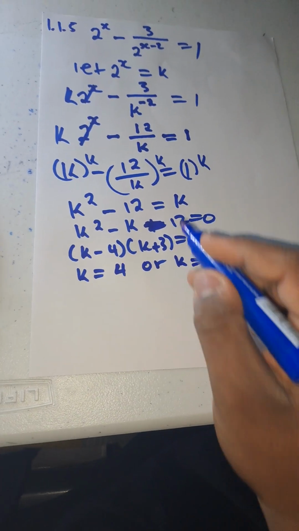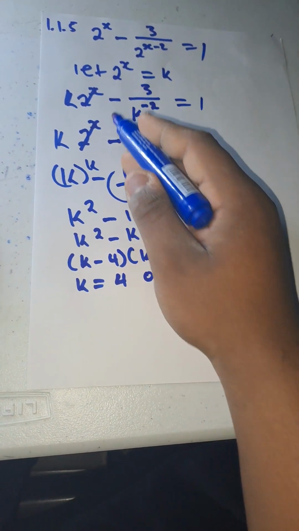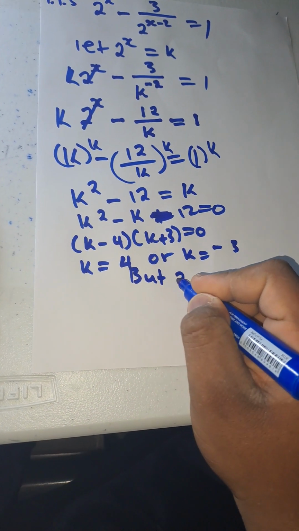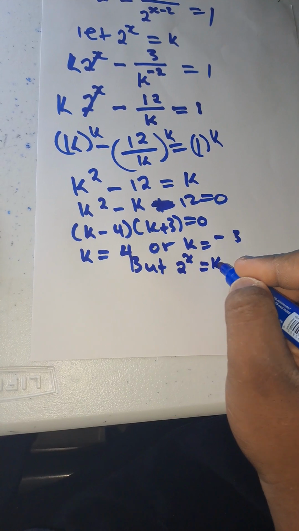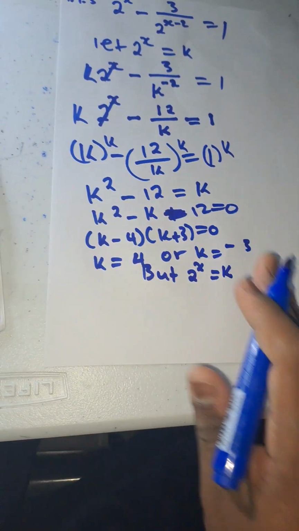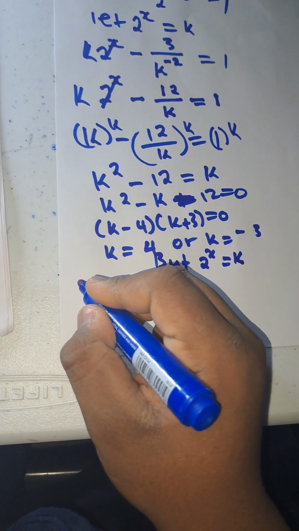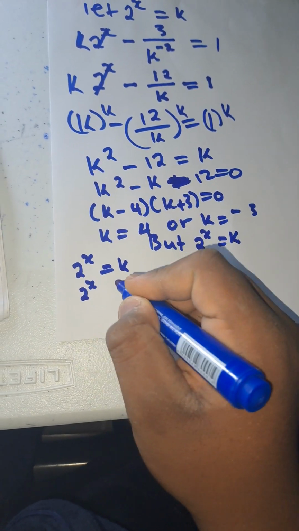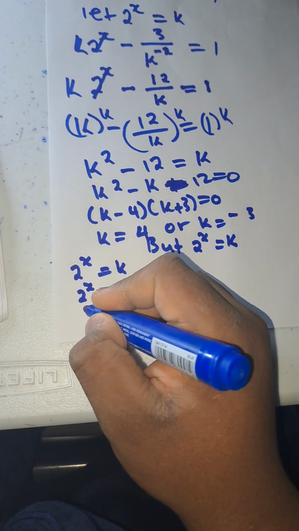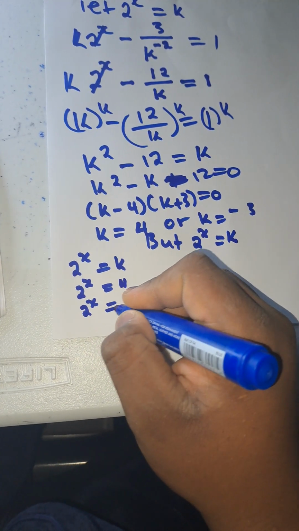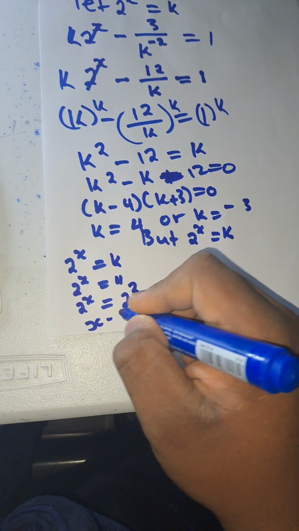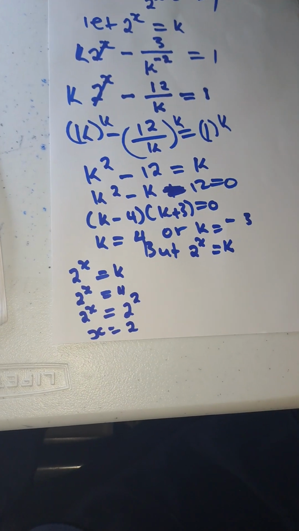But what did I say? Let 2 to the power of x equal k. So now let me find my x values. On this side, 2 to the power of x is equal to k, so 2 to the power of x is equal to 4. And then you know that 2 to the power of x equals 2 to the power of 2. Same bases, they eliminate, so x = 2 this side.